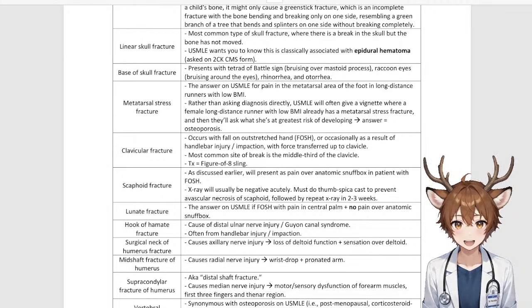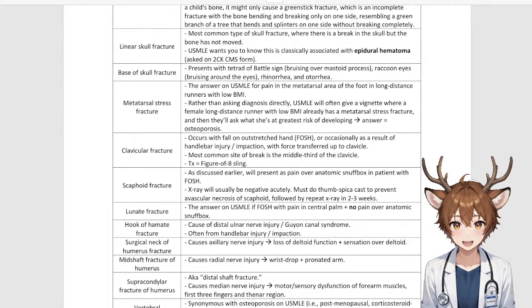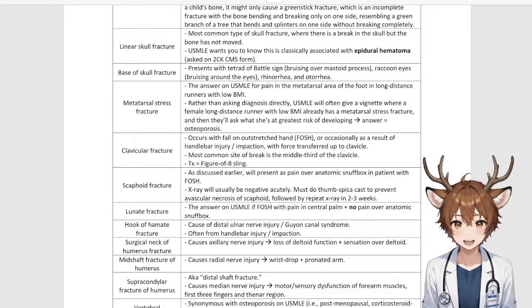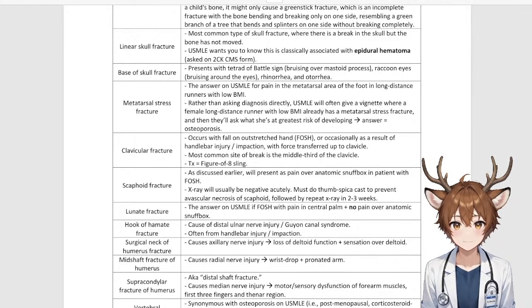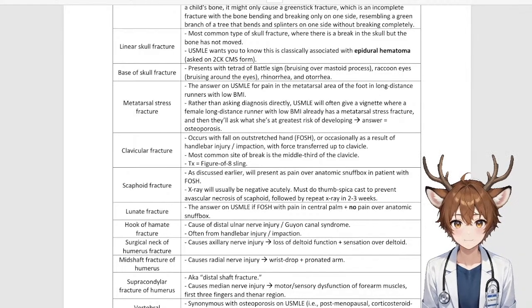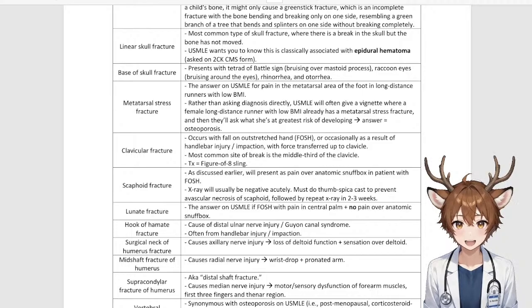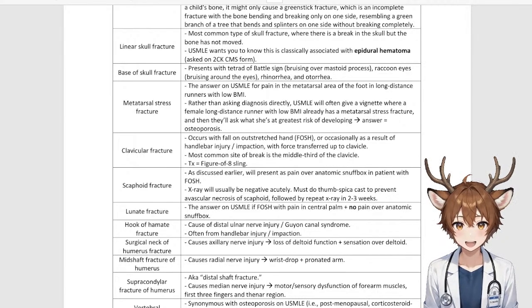Linear skull fracture. Most common type of skull fracture, where there is a break in the skull but the bone has not moved. USMLE wants you to know that this is classically associated with the epidural hematoma, which is high yield on the 2CK CMS form. So epidural hematoma for linear skull fracture. Base of skull fracture presents with a tetrad of Battle sign, bruising over the mastoid process, raccoon eyes, bruising around the eyes, rhinorrhea, and otorrhea.